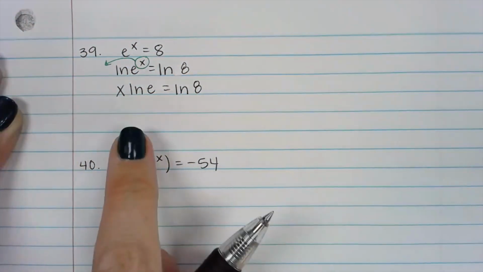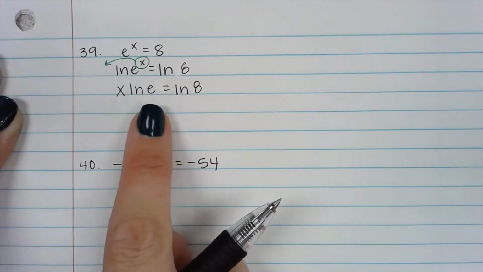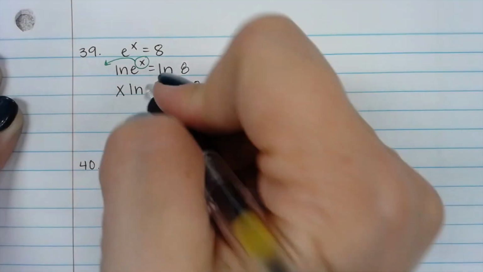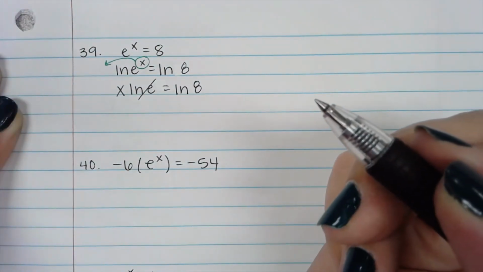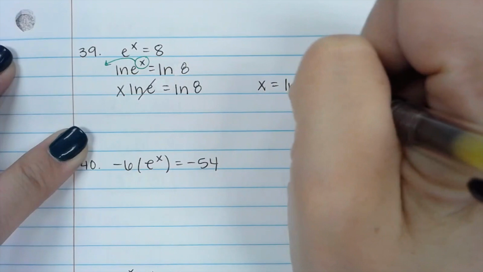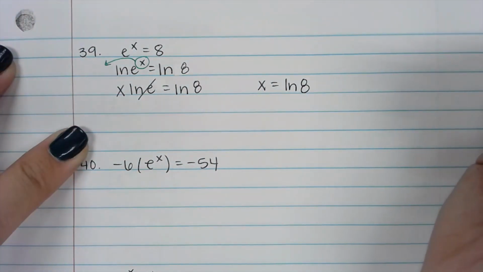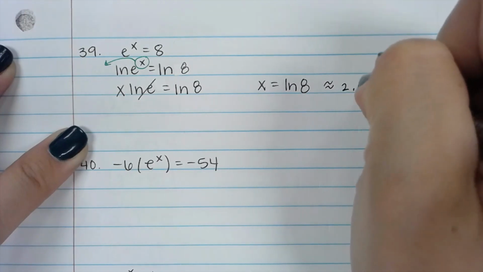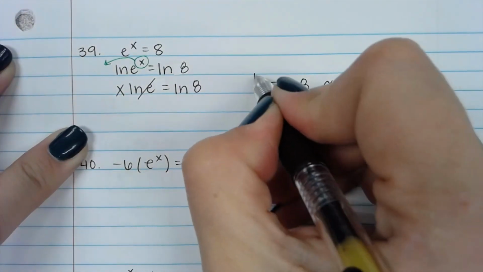And then to finish this question, you could divide both sides by ln e, or you could remember that ln e is always equal to 1, so this just disappears from the problem. And so for this one, to write the answer out exactly, it would be x equals ln 8. So that would be the answer to question number 39 written out exactly, and then rounded to 3 decimal places, it's going to be 2.079.